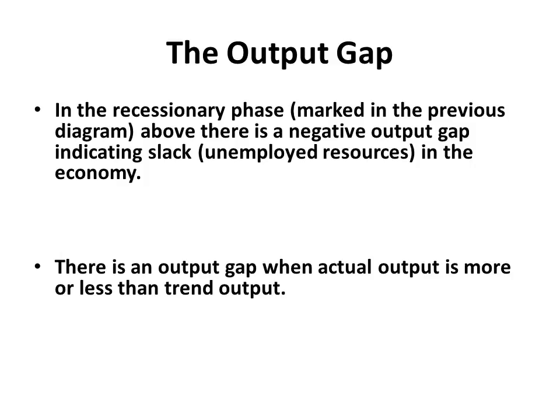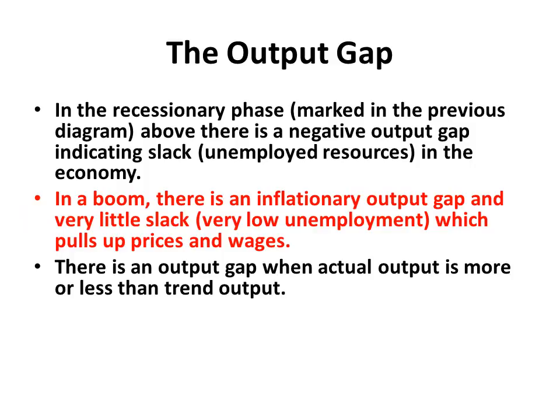In the recessionary phase, there's a negative output gap. There are unemployed resources in the economy. In a boom, though, we call the gap an inflationary output gap. Very low unemployment, also known as a tight labour market, which causes demand pull inflation.